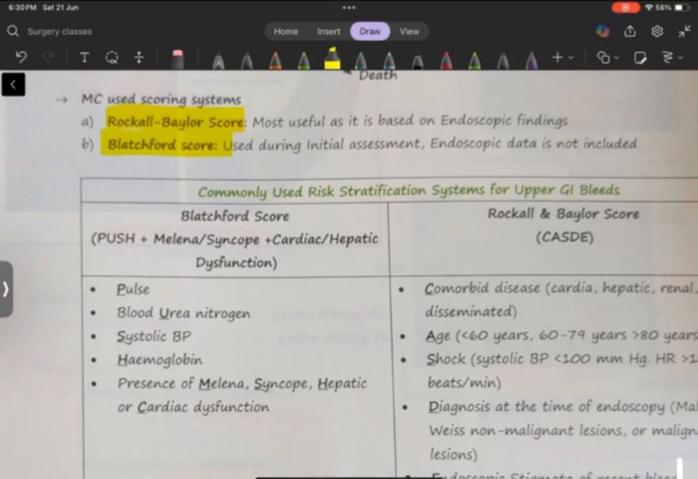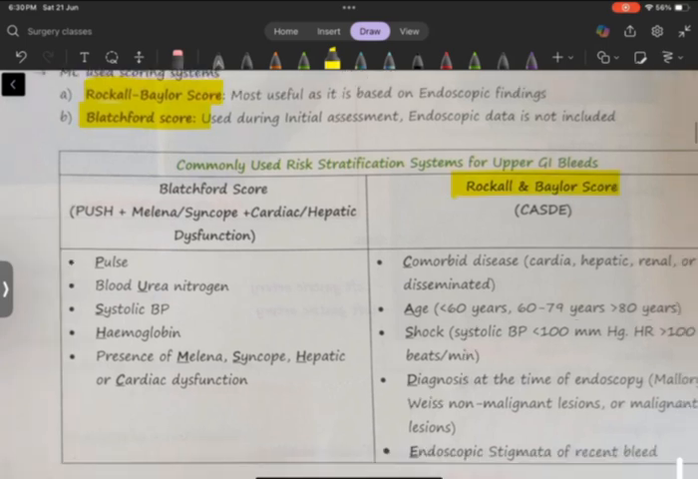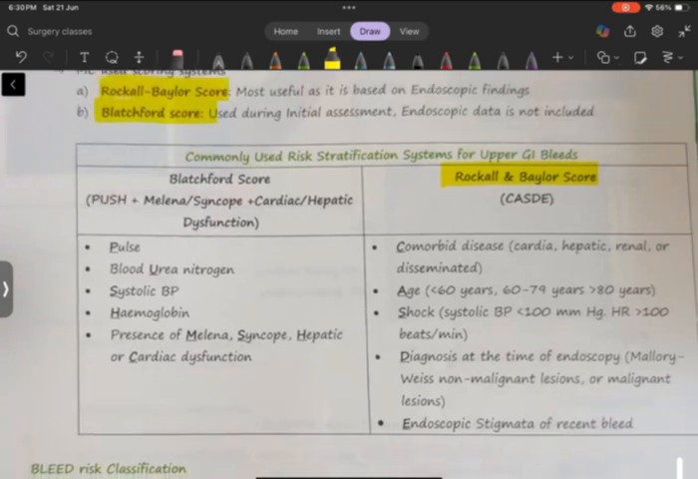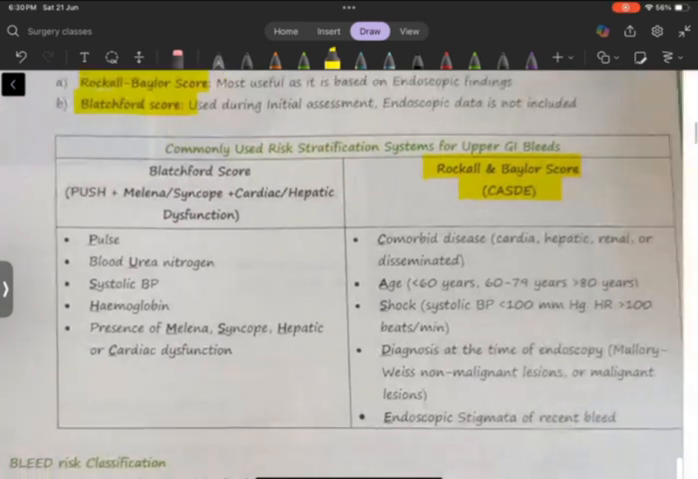Okay, in case of the Rockall and Baylor score, we can use the mnemonic CASDE. That is, if the patient is having any comorbid disease, like related to the heart, liver, kidney, or blood vessels or disseminated diseases, then that will add to the risk. Other than that, if age is less than 60 years, or 60 to 79, or more than 80, based on this again we'll give a score.